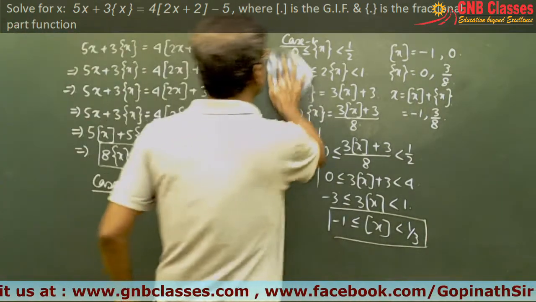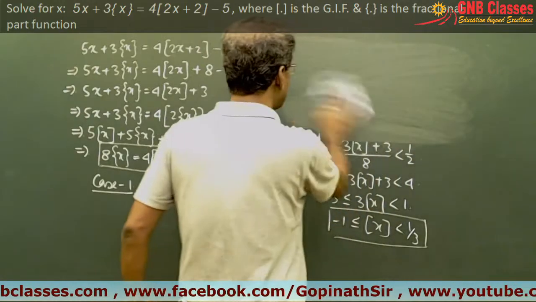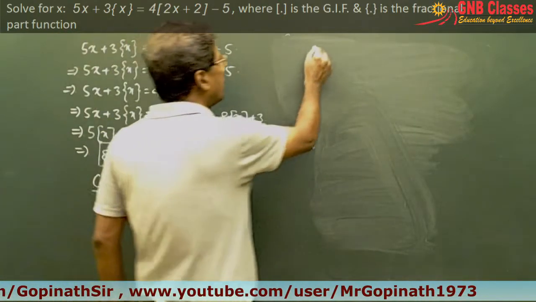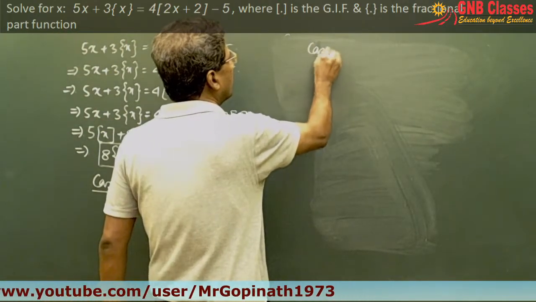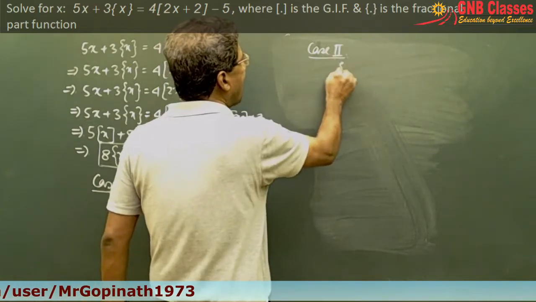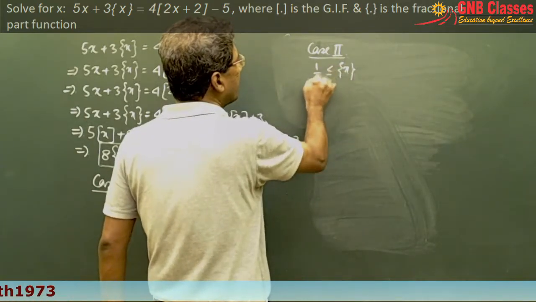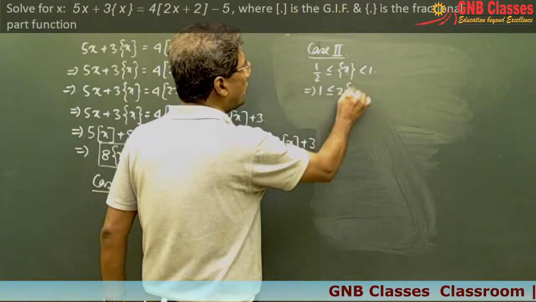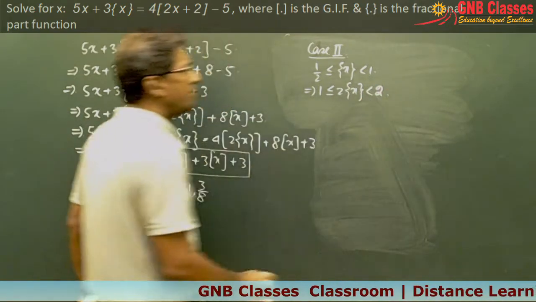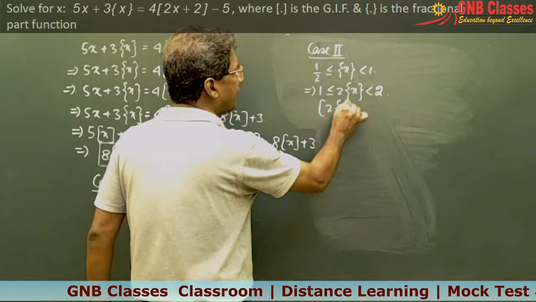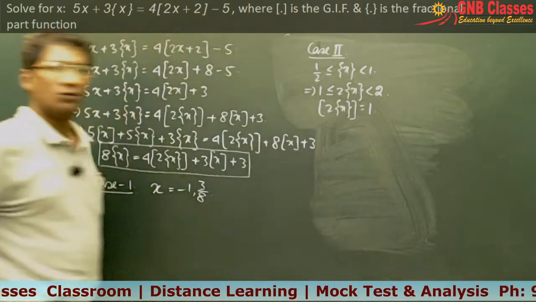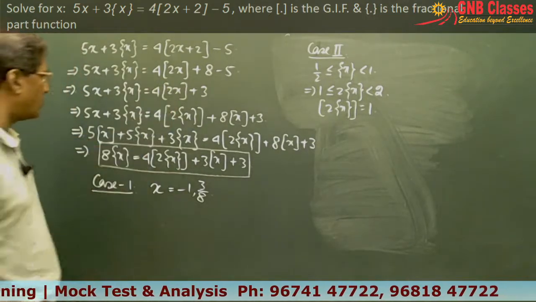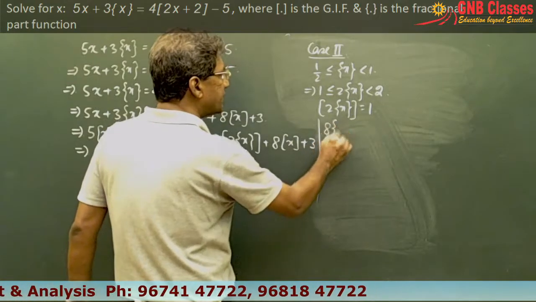Okay, now let us consider case 2. What is your case 2? Now in this case, the fractional part of x is lying between half and 1. So in that case you are getting 1 less than or equal to 2{x} less than 2. Is it clear? Therefore, ⌊2{x}⌋ will give you nothing but 1. Am I correct?